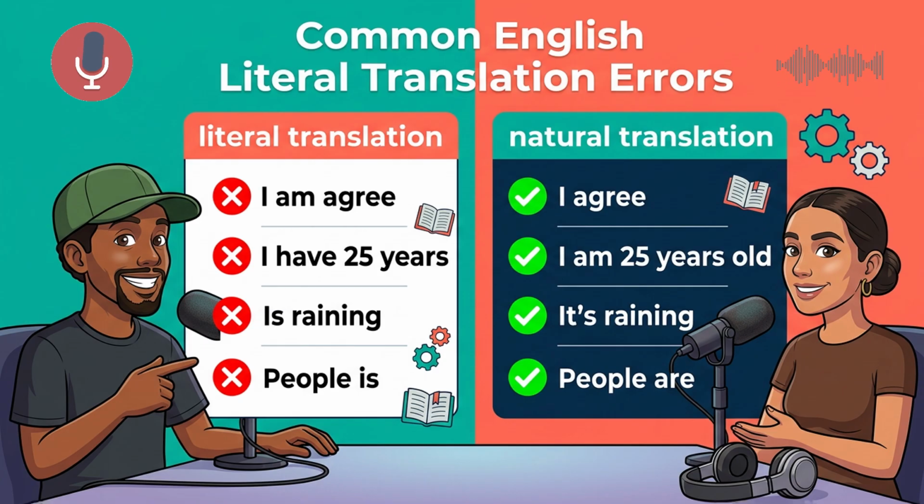So to make it negative, we say do not, or the shorter, more common version, don't. The correct English phrase is, I do not agree. Or simply, I don't agree. You can also use the opposite action word, which is disagree. So you could say, I disagree.